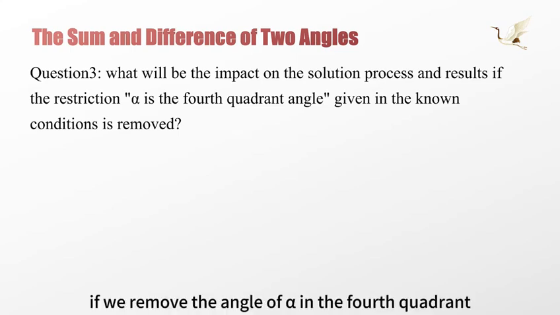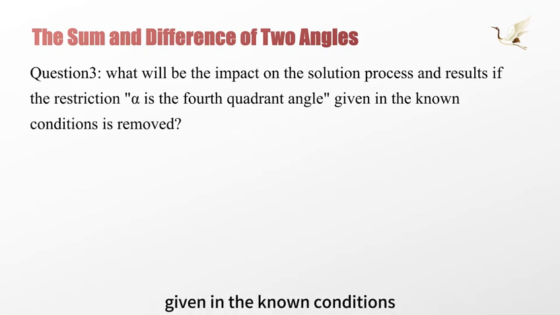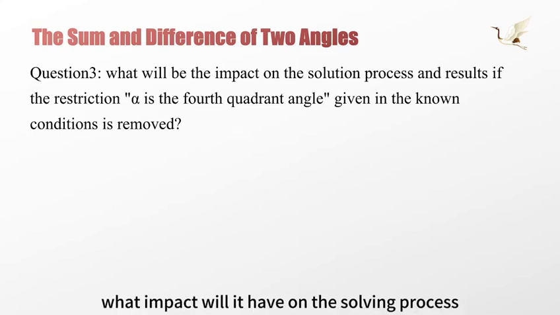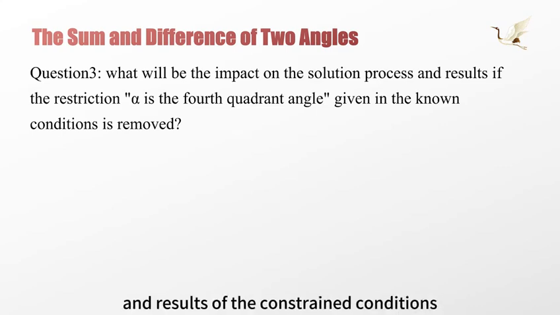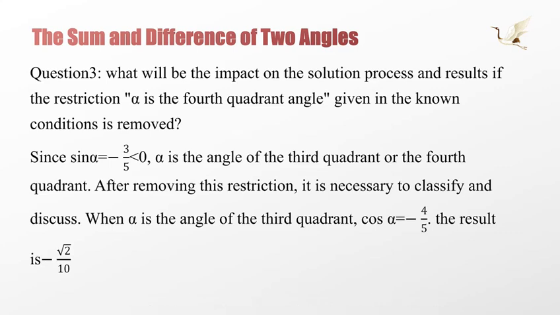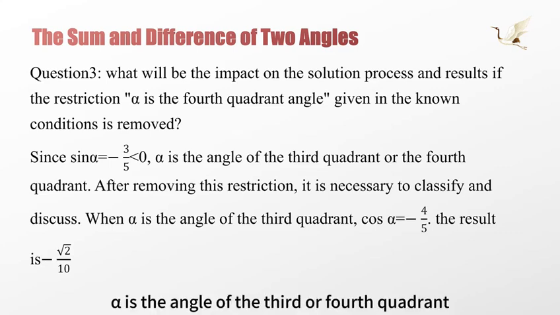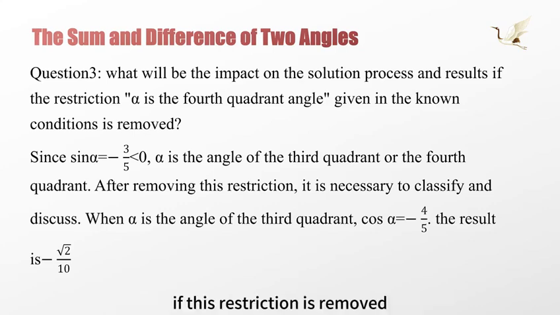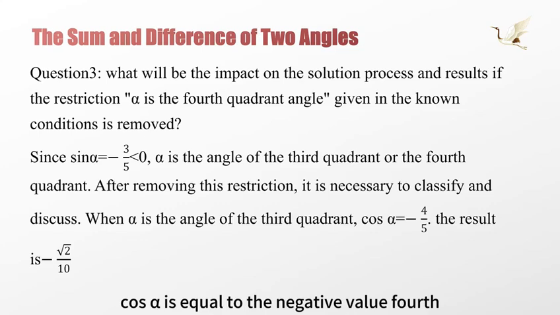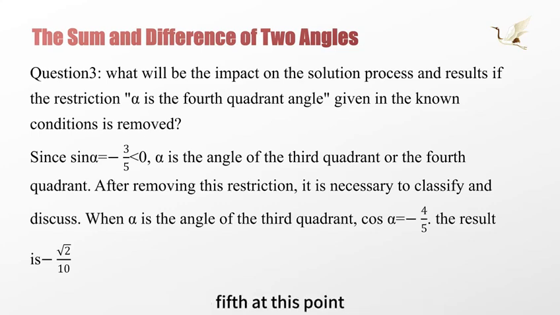So, if we remove the condition that alpha is an angle of the fourth quadrant given in the known conditions, what impact will it have on the solving process and results? Since sine alpha is equal to -3/5, which is less than 0, alpha is an angle of the third or fourth quadrant. If this restriction is removed, we will have a classification discussion. When alpha is an angle of the third quadrant, cosine alpha is equal to negative 4/5. At this point, the calculated result is negative root 2 divided by 10.